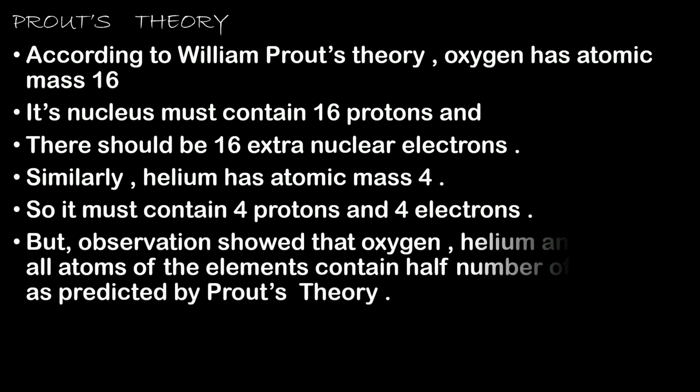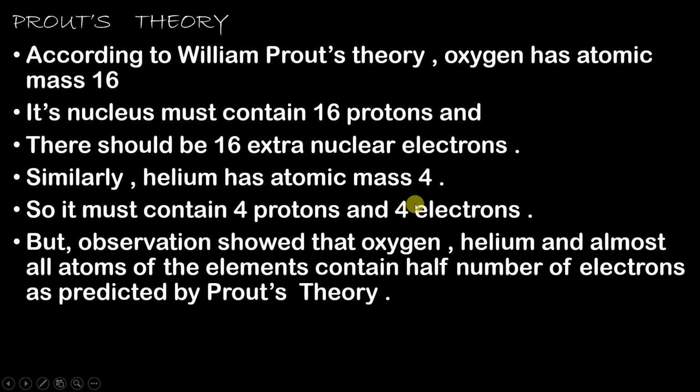But after observations, it was found that helium contained only 2 electrons, which is half the number of electrons proposed by William Prout. Similarly, oxygen and almost all atoms of the elements contain half the number of electrons predicted by Prout's theory. Here also, you can see that there are only 8 electrons in an oxygen atom. Hence Prout's theory was proved to be wrong.